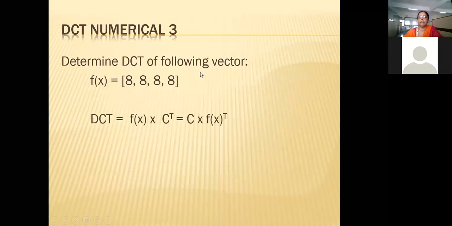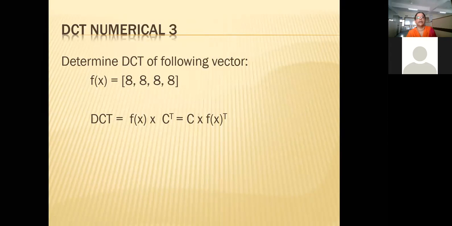Now one more example, solve this example. Determine the discrete cosine transform of the signal f(x) given by 8, 8, 8, 8. And meanwhile, type your attendance, last 5 digits of PRN number followed by your name. First type your attendance and then type answers for this last question.